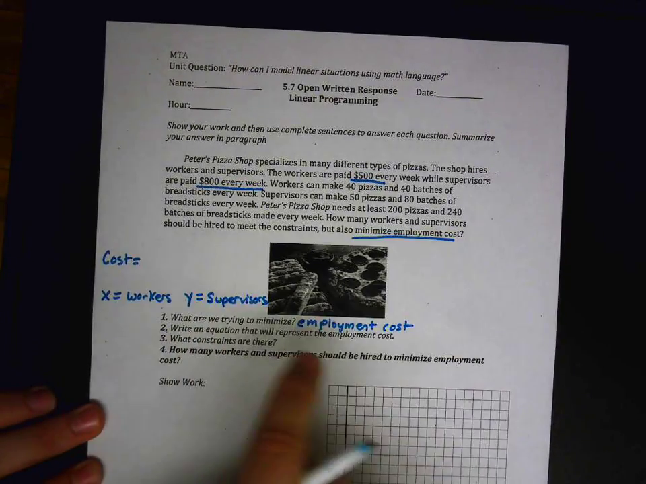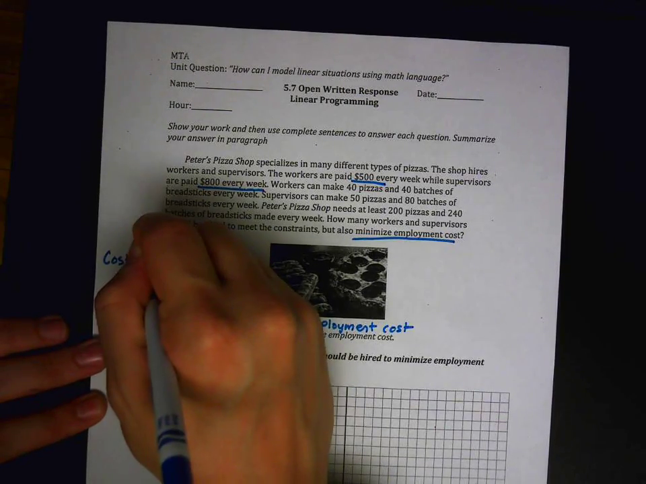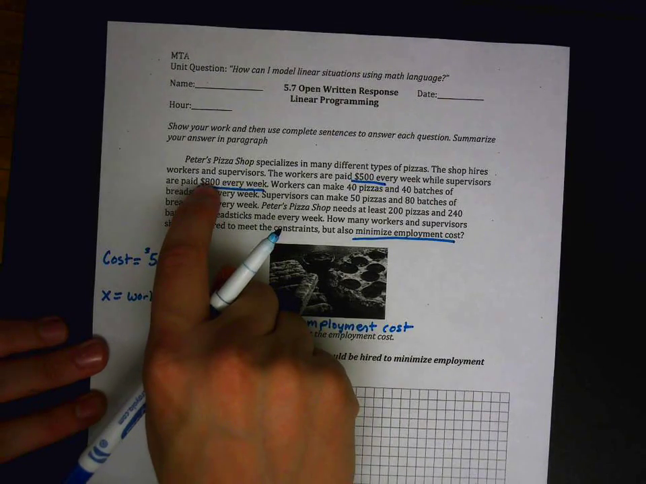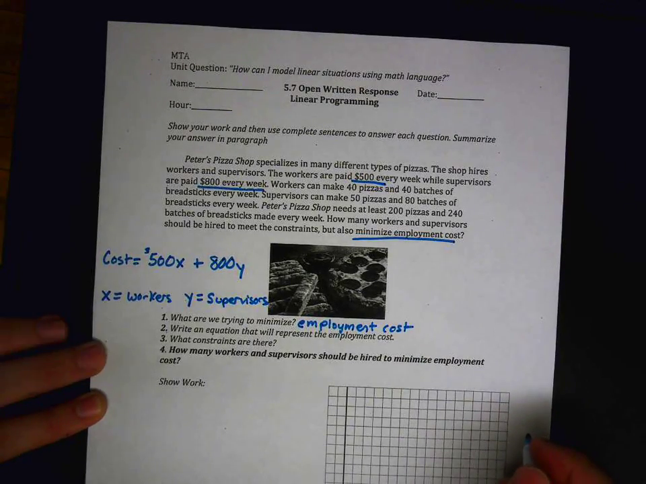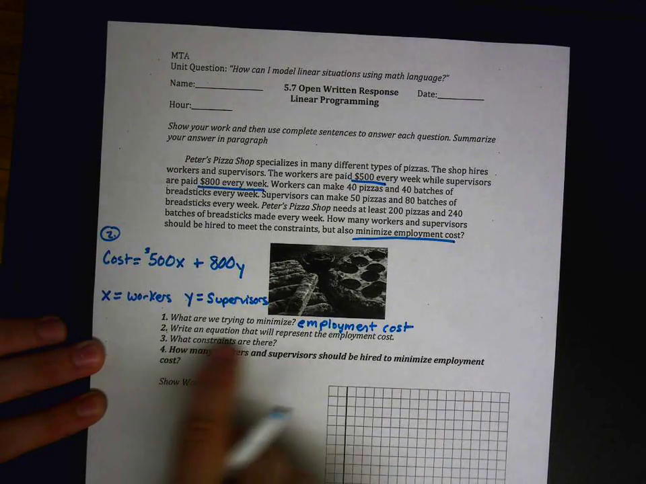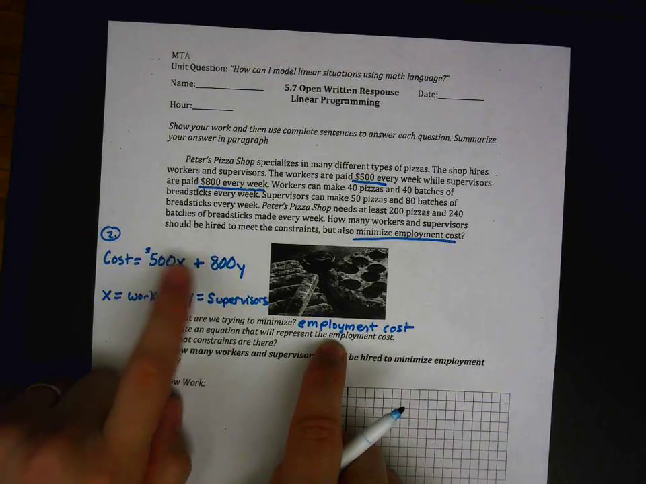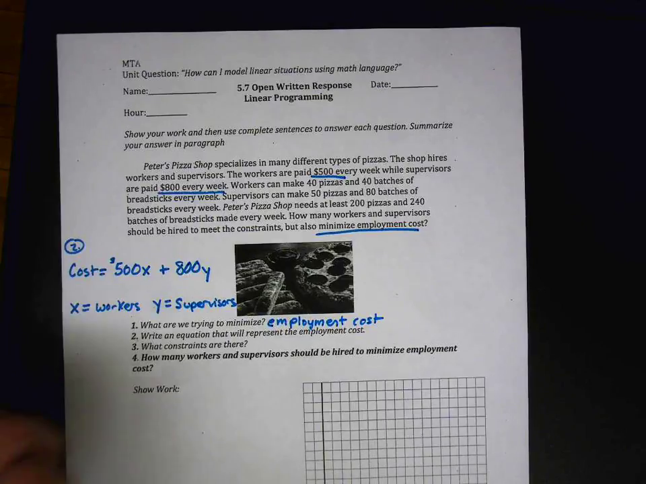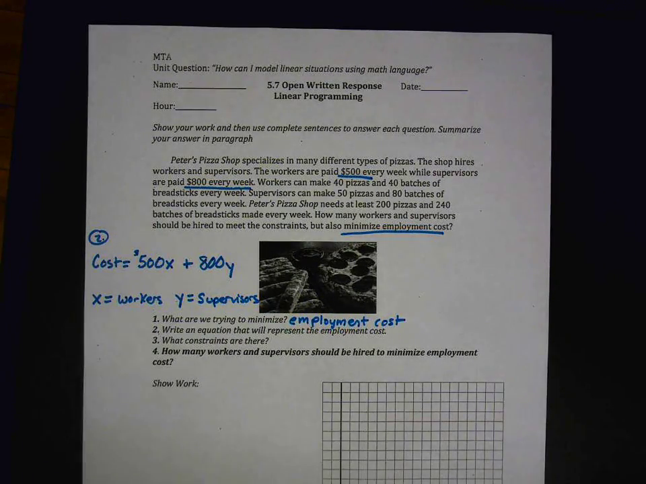So we want to minimize the employment cost. Well, we know the workers are paid $500, so it's $500 per worker plus $800 per supervisor. So I guess this would be our answer to number 2 right here: write an equation that will represent the employment cost. It's $500 per worker plus $800 per supervisor. And we're going to use this later when we want to find out what the employment cost is once we get some other data. Now, the third question is, what are some constraints that we have?